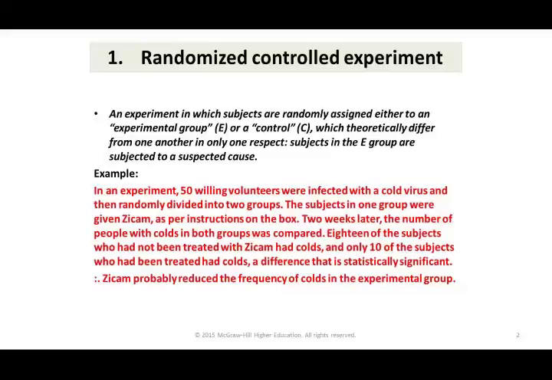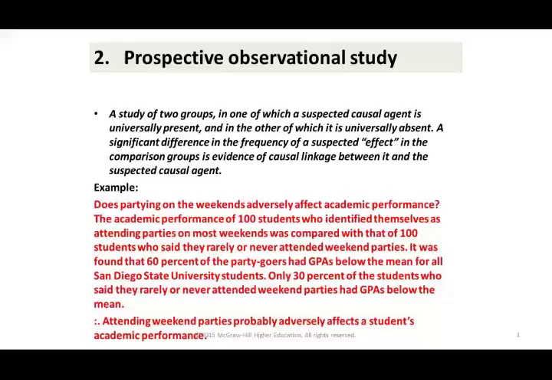Okay? All right, the next one is called a prospective observational study. This is probably one that's done more often in informal studies. In this one, we don't control as much. So in this one, what you'll have is two groups. In one, you'll have the suspected causal agent, and in the other, you'll have it where that causal agent is not there. But I'm not controlling the groups, and that's the big difference here.